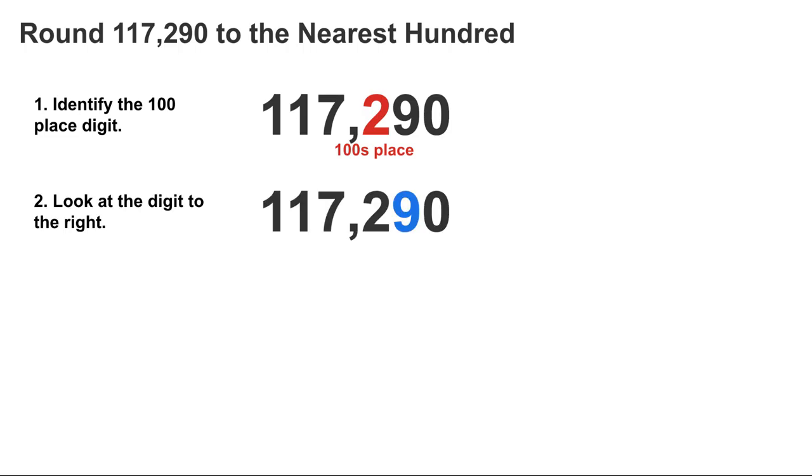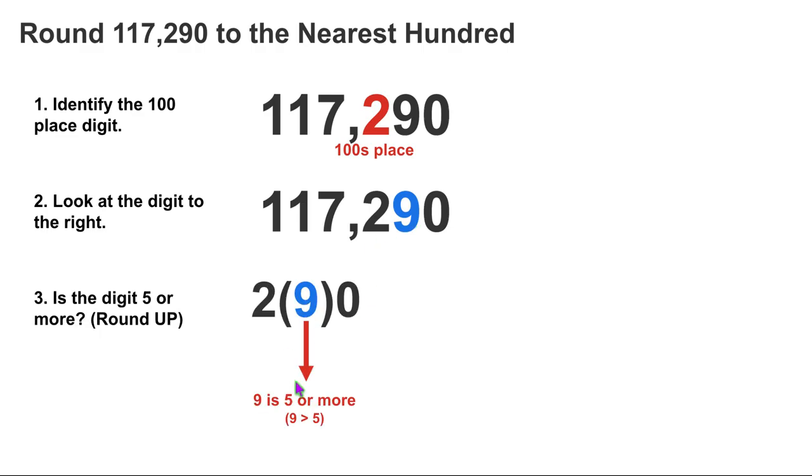A way to do this just following some steps is to first again identify the hundreds place, which is the 2. Then you would look at the digit to the right, which is the tens place. You go back a place value. So the digit to the right, if it is 5 or more, you would raise the score. So 290 would go up to 300. If it were 4 or less, it would go back down to 200.